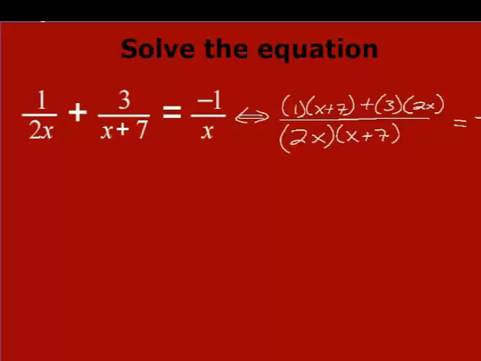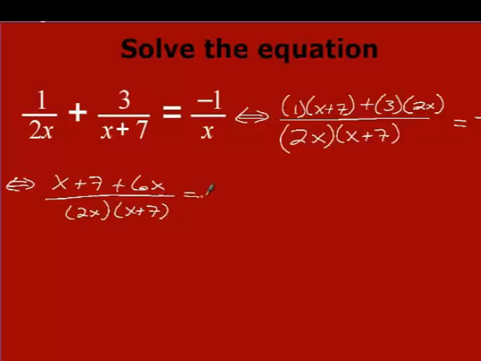Everybody all right? Now I'm going to try to combine like terms on top and simplify this fraction as far as I can. So I'm going to distribute here. What's 1 times x? So you get x plus 7 plus what? 6x all over. Actually, we're going to try to keep denominators factored, just so that it'll make things easier later on. Group up your like terms on top here.